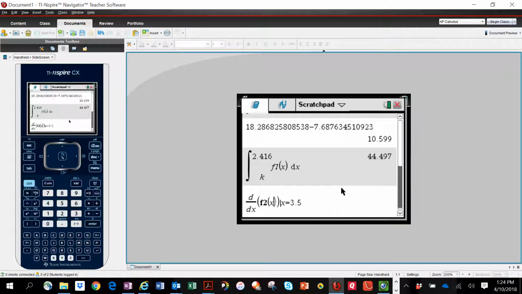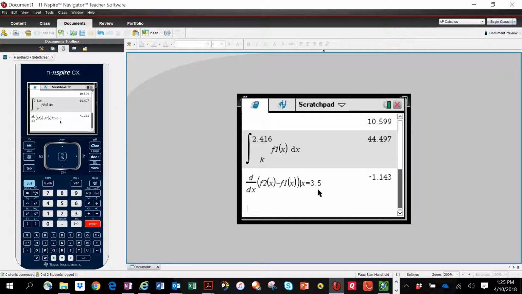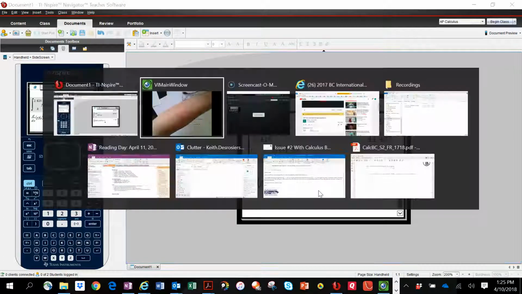So I want the derivative of, you could do it as two separate derivative steps, or one. Your calculator doesn't really need you to do 2 different steps. Remember, W of t is for tank B, that was my second function. A of t is F1, that's for tank A. And what I get is that this is approximately negative 1.143, which is less than 0. Therefore, W of t minus A of t is decreasing at t equals 3.5.